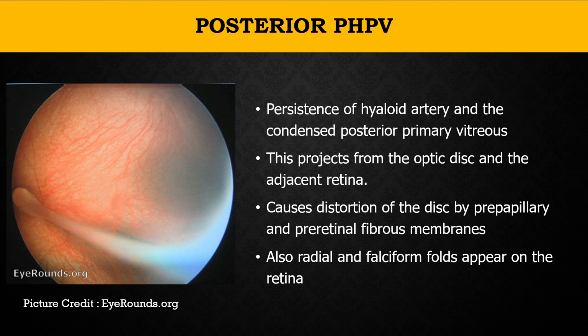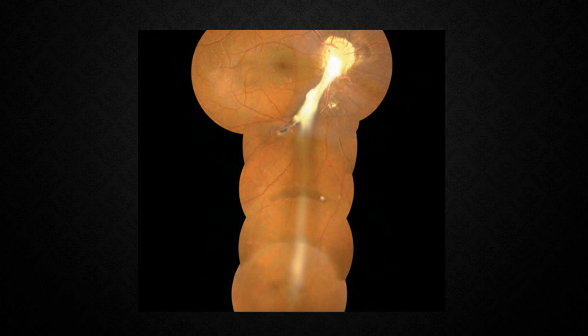Apart from that, the retina also might be dysplastic, and there will be some radial folds or falciform folds which can be seen on the retina. So falciform folds are nothing but the sickle-shaped folds that you can see on the retina.